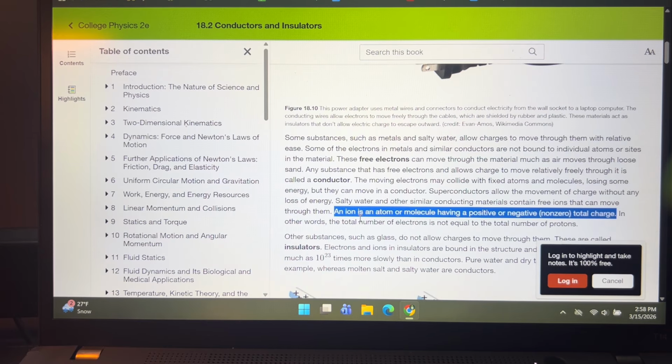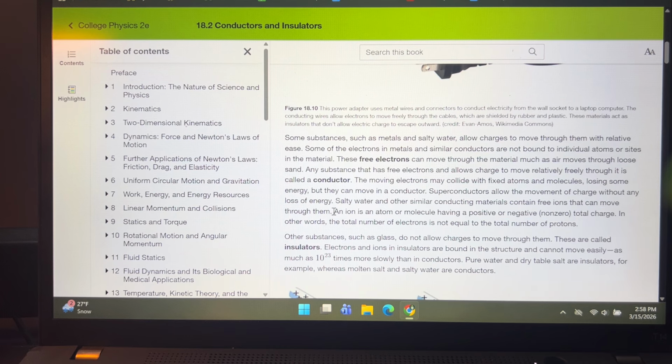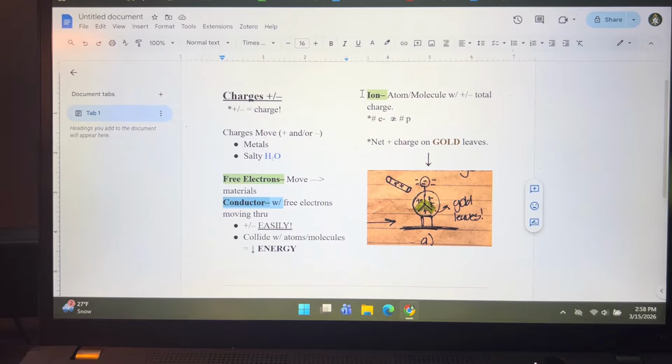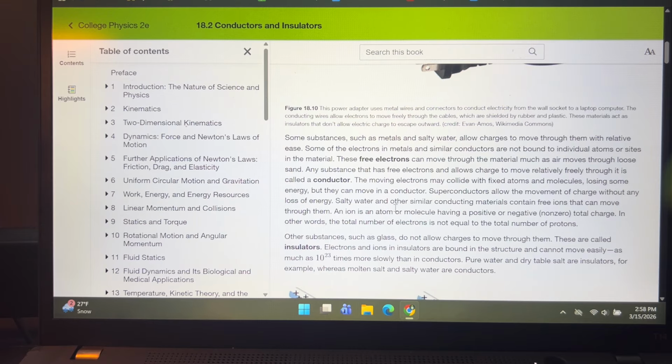An ion is an atom or molecule having positive or negative non-zero total charge. That sounds like something that's pretty important to write down in our notes. So again, we can put that as a definition like we have done here, or just write it down as a note in general. But again, we want to simplify all of those words into something that makes sense to us. And then it's going to tell us a little bit about right here in this sentence.